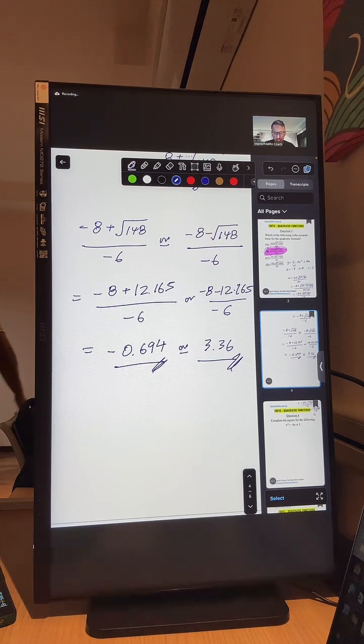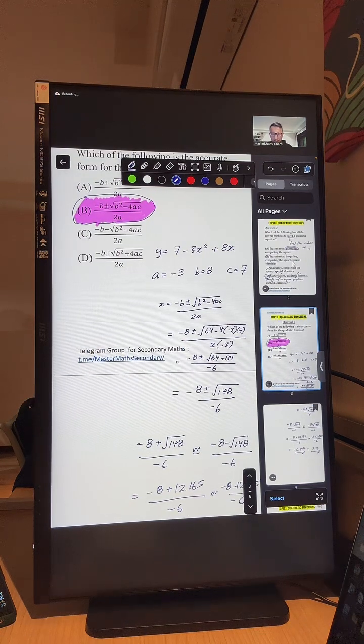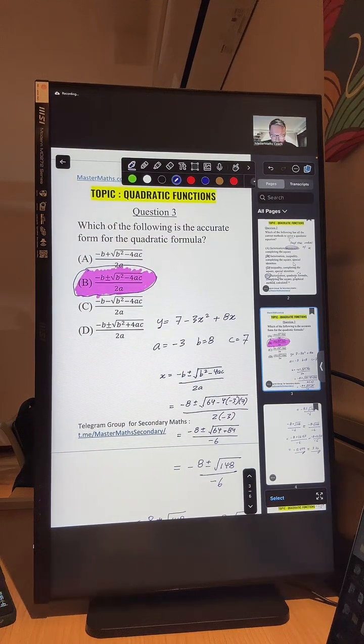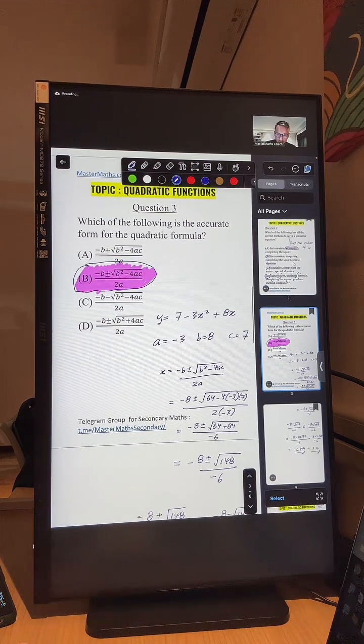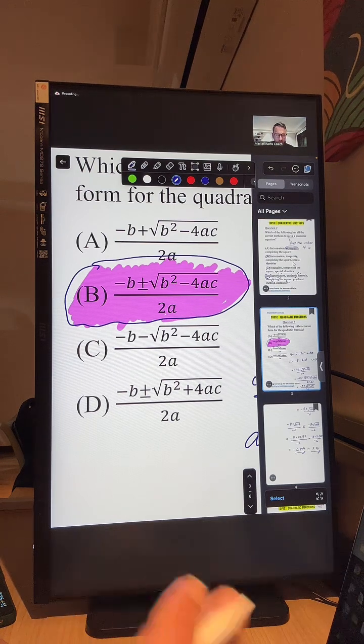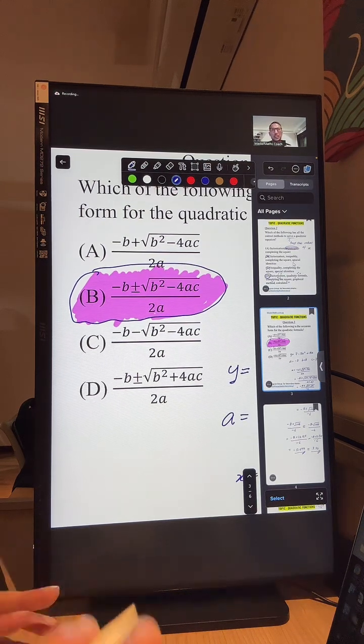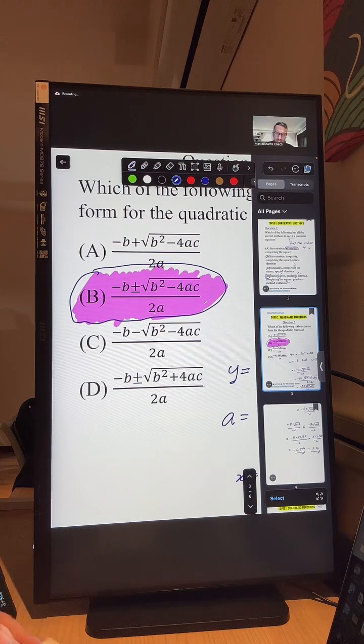Okay, guys, let's recap what we have done here. Firstly, we asked which of the following is the accurate form of the quadratic formula. First step, you must at least know the quadratic formula. It is minus b plus minus square root b squared minus 4ac over 2a. Amongst these four options, all of them look somewhat similar. If you don't memorize, you might end up using A or C or D, when the correct answer is option B: minus b plus minus square root b squared minus 4ac over 2a.